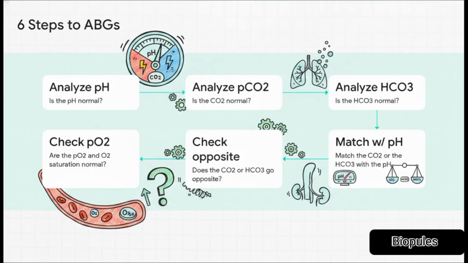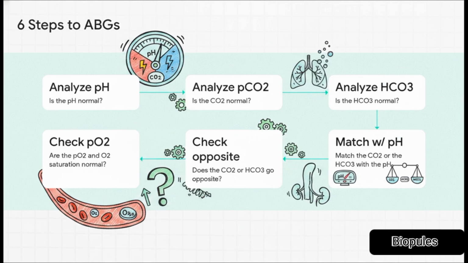So those baselines plug right into a rigid 6-step protocol. This keeps you from getting totally overwhelmed. Step 1, check that pH. Is it acidic or alkalotic? Steps 2 and 3, you're evaluating the PCO2 and bicarb independently to see which one is out of bounds. Then, step 4 is the magic moment. You match the abnormal lab value with the pH. Like, if the pH is acidic and the PCO2 is acidic, boom, you've got a primary respiratory acidosis.